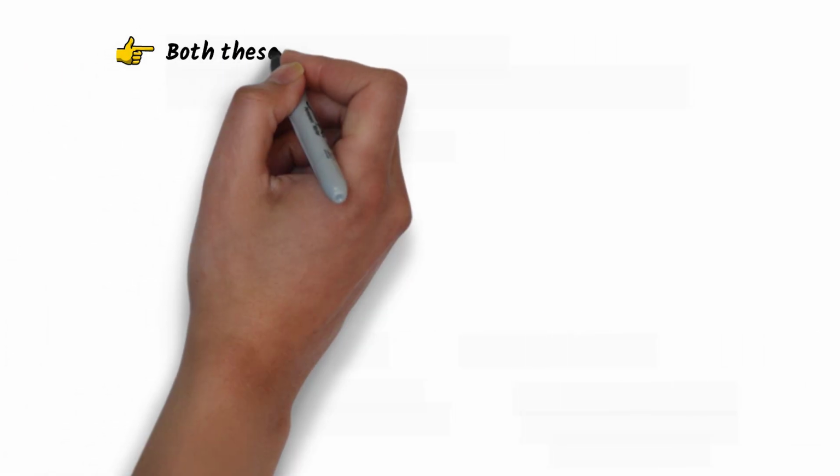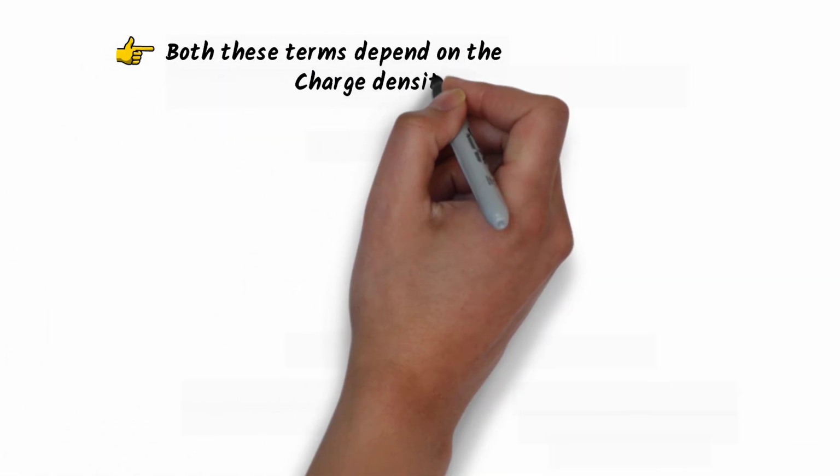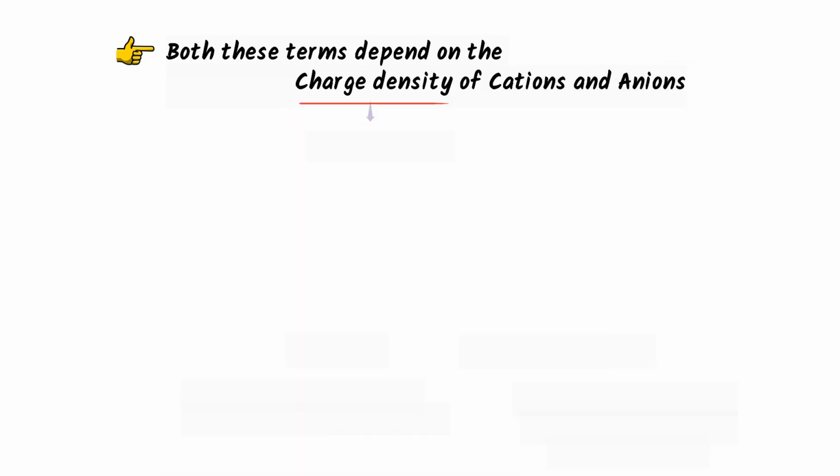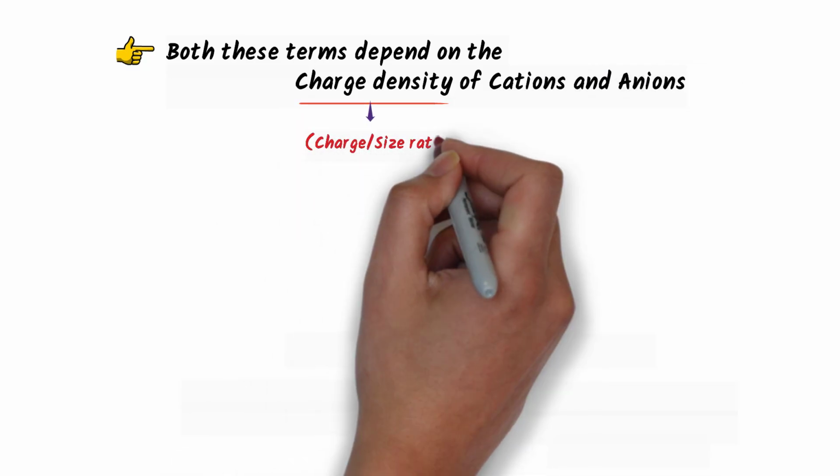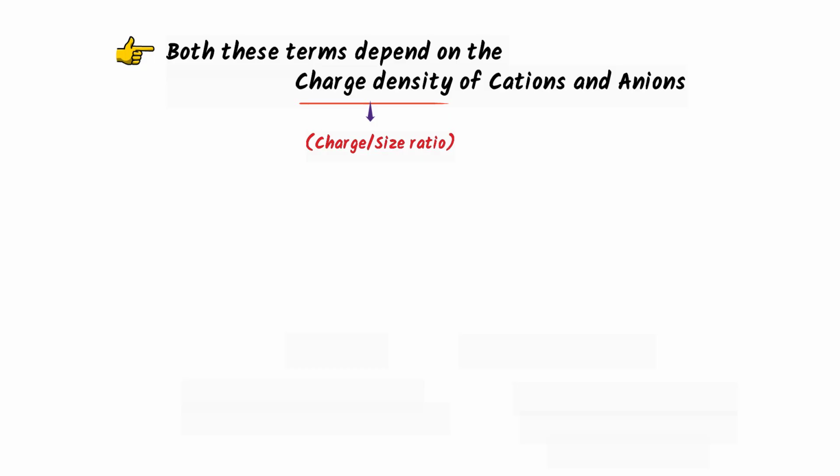Both these terms depend on the charge density of cations and anions. Charge density is nothing but the charge by size ratio. Therefore, if the charge density of cations and anions is higher, the attraction between them will be more, and hence lattice energy will be more. This leads to poor dissolution of that salt in water.